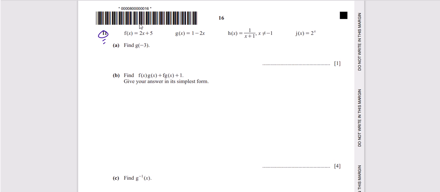First of all, find g of minus 3. This one is the x value of function g. Where is function g? Here. This one is function g. The value of x is minus 3. Put here minus 3. So g, here is x, put minus 3, is equal to 1 minus 2 into x, x is minus 3. So 1 minus 2 multiplied by minus 3, that is equal to plus 6. 1 plus 6, that is equal to 7. So the final answer is 7.